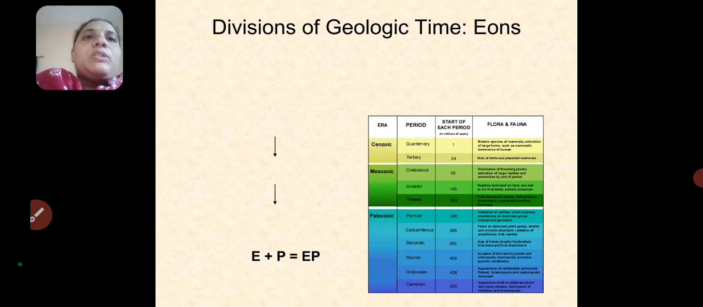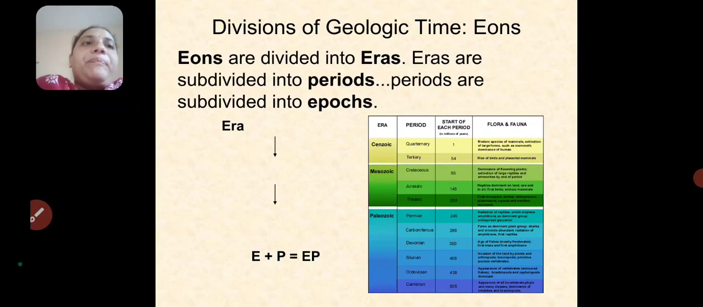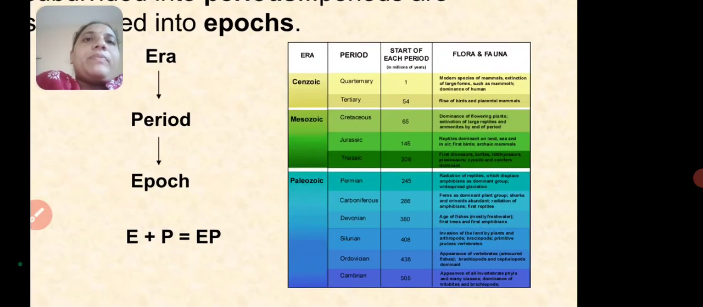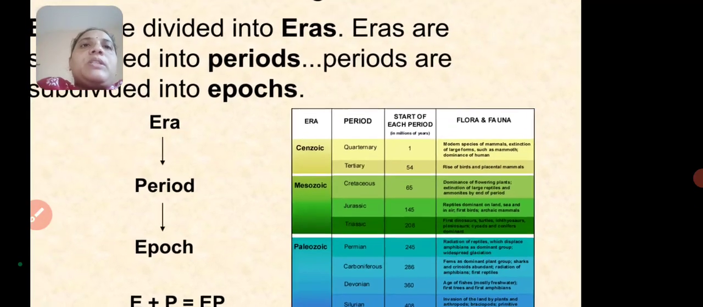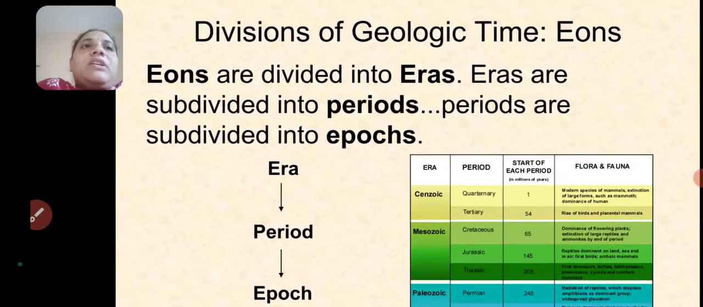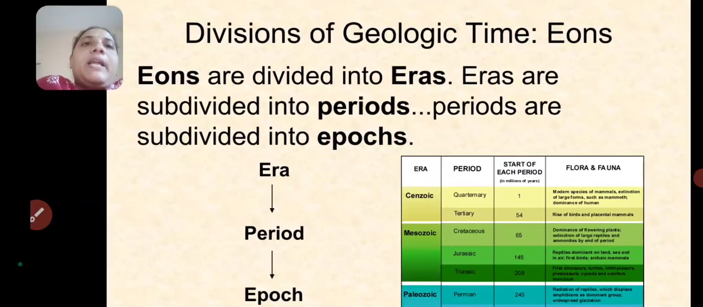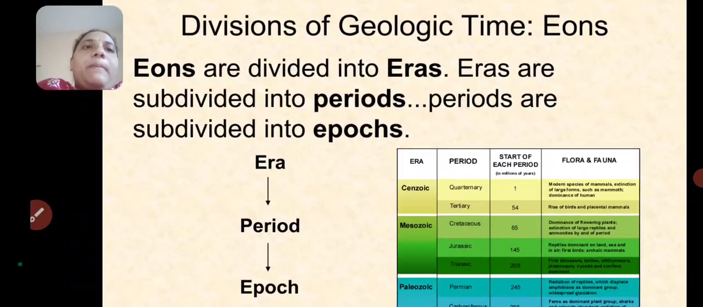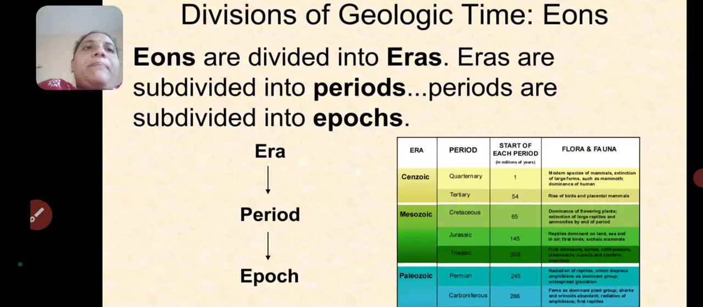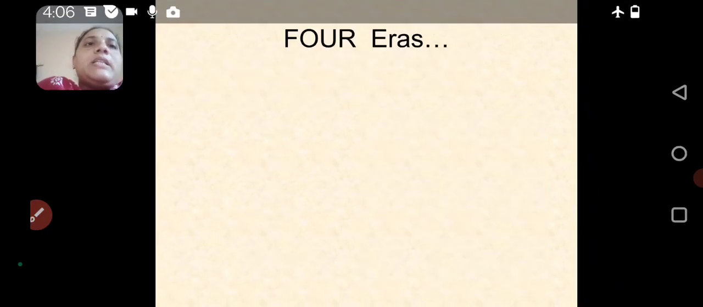This is about the divisions of the geological time scale: eons, eras, periods and epochs. First, eons are divided into eras. Eras are subdivided into periods. Periods are subdivided into epochs. Eons, next eras, next periods, next epochs.